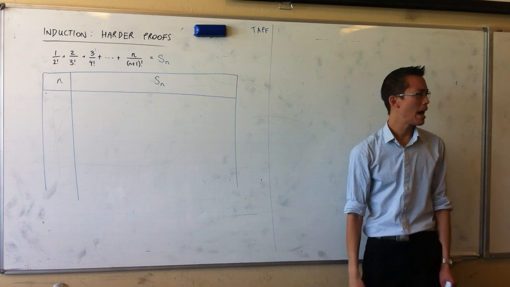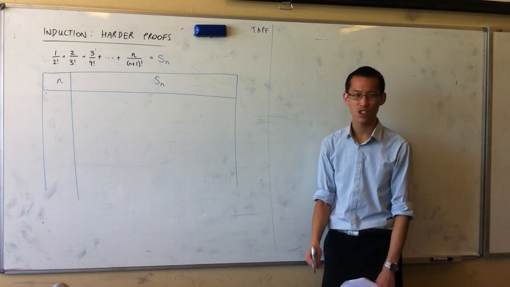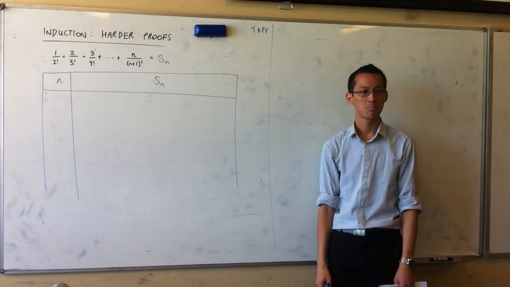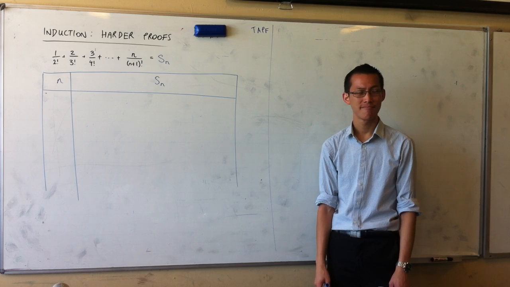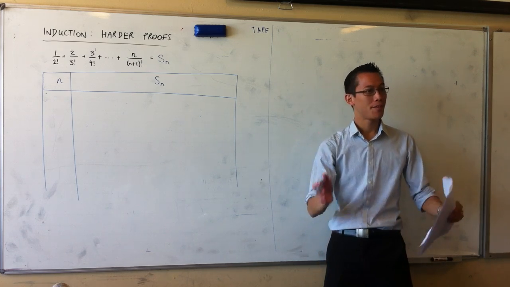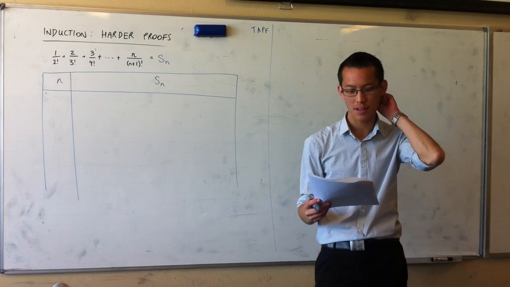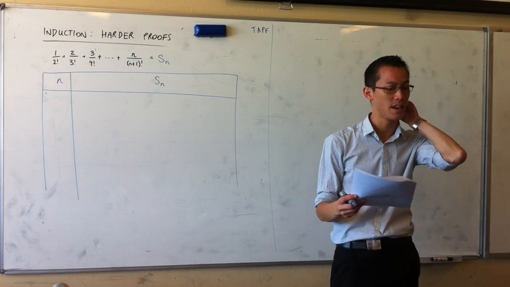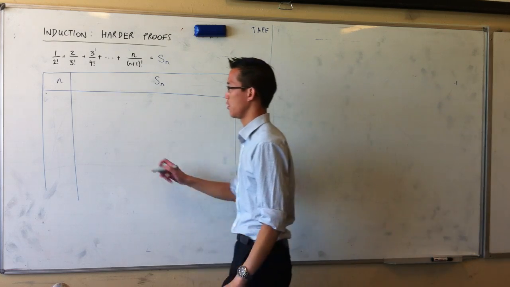Now, how many values for n do you think I should test? 3? 4? 5? 3 is enough till you see a pattern. I think I got to 4 and I started getting suspicious, and then I did 5 just to really double check. So that's how many I'm going to do with you now.